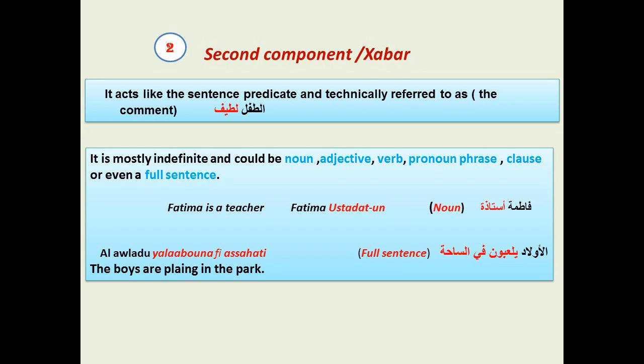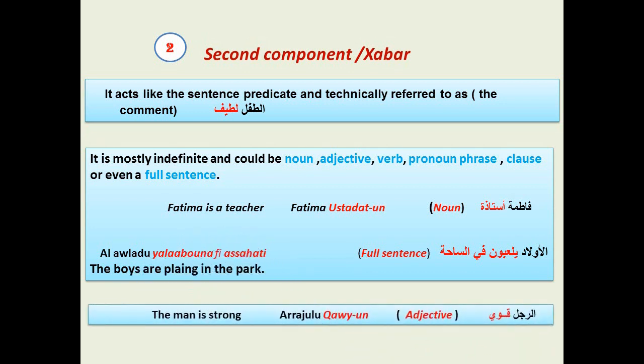Look at the second example. الأولاد يلعبون في الساحة. The boys are playing in the park. Here الخبر, the second component, which is in red, is a full sentence. يلعبون في الساحة is all خبر of the first component, مبتدأ. And here, of course, يلعبون في الساحة is a verbal sentence that acts as خبر of the مبتدأ. All right.